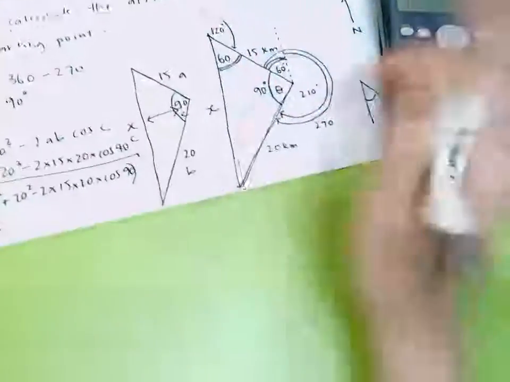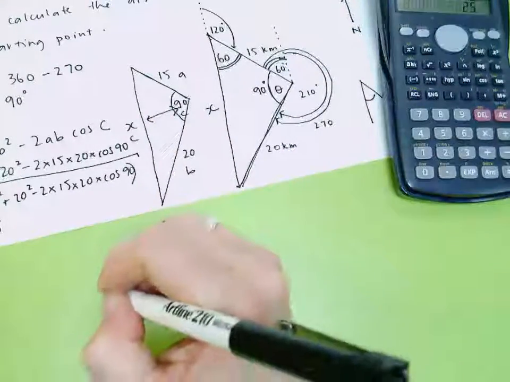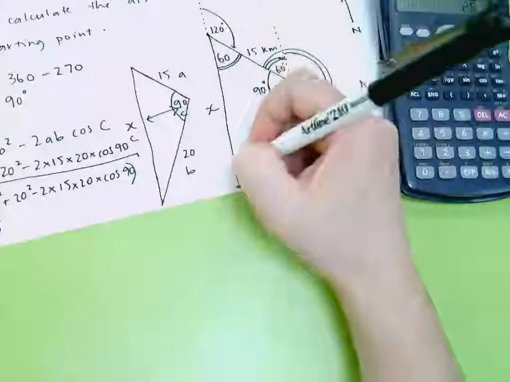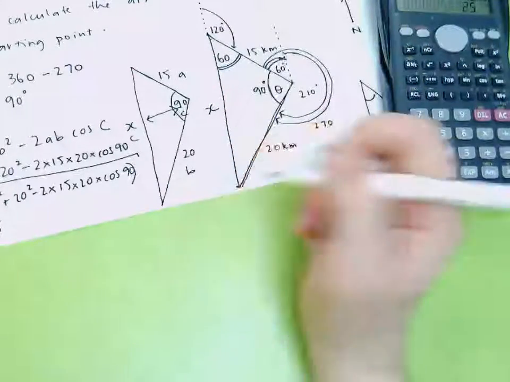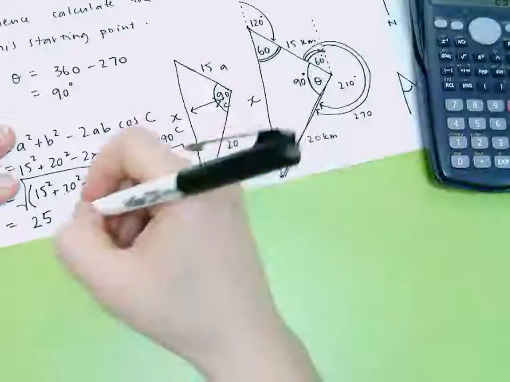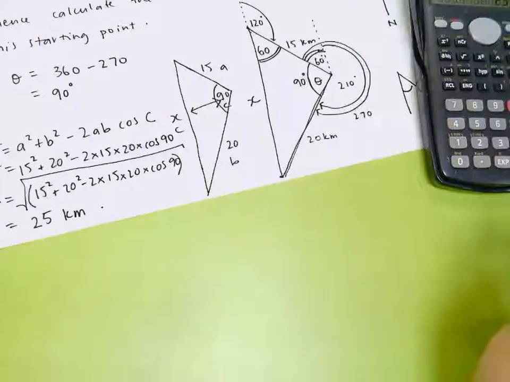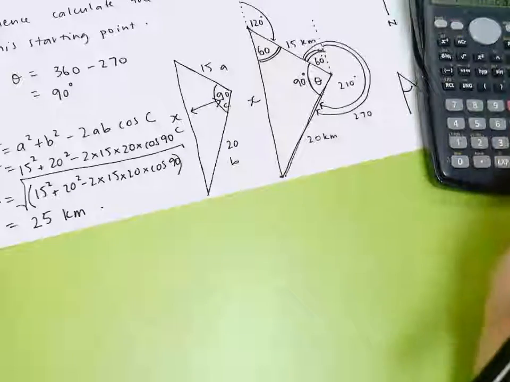So my distance here, x, is going to be 25 kilometres, or the distance that Raymond is from his starting point would be 25 kilometres. Hopefully you got that correct, and well done. That takes you to the end of your work on finding a side using the cosine rule.